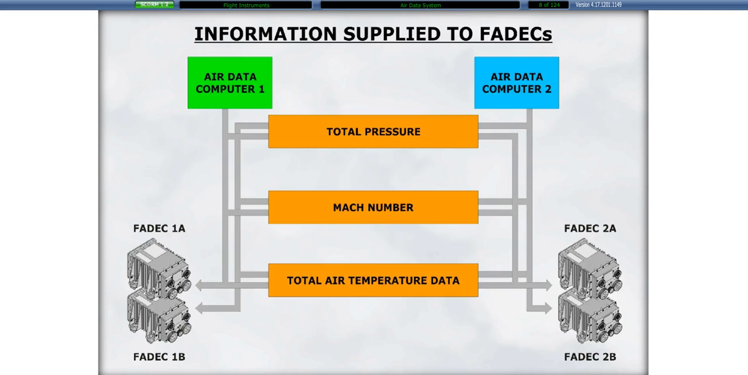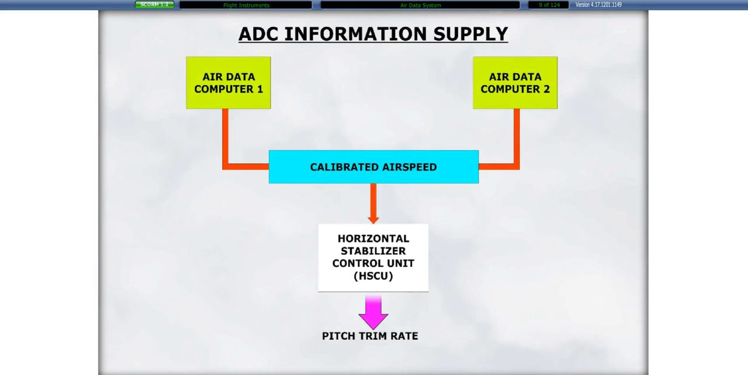The ADCs supply total pressure, Mach number, and total air temperature data to the FADEC. ADC number 1 supplies that information to FADEC 1A and 2A. ADC number 2 supplies that information to FADEC 1B and 2B. Both ADCs supply calibrated airspeed to the Horizontal Stabilizer Control Unit, or HSCU. The HSCU adjusts pitch trim rate as a function of airspeed.